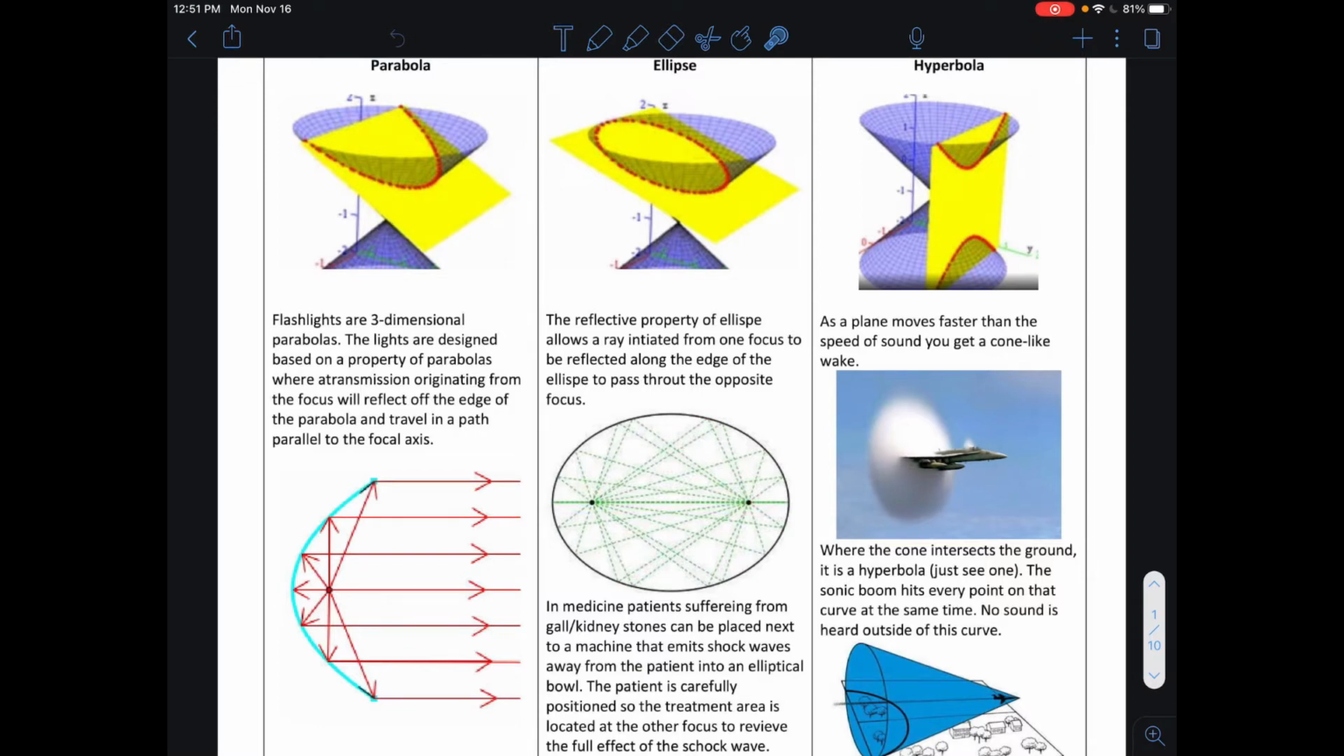In terms of an application in medicine, I have an example right here. Let's say a patient has kidney stones, and the patient is located here at one focus, and we have a machine that emits some kind of wave. If the person's inside of an elliptical bowl of some nature, no matter where that wave goes, if it's shot from its source, it will hit the edge and then go right through the location of the kidney stone, to help break it apart.